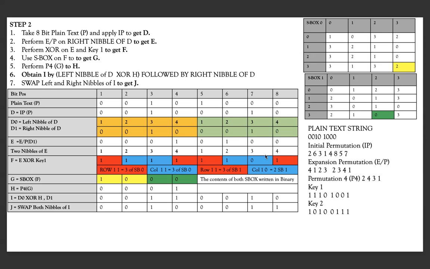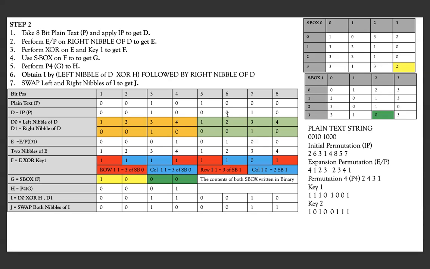Now, initial permutation sequence goes something like this. First, I need bit number 2. This is bit number 2, 0. Then I need bit number 6. This is bit number 6, again 0. Then I need bit number 3, which is 1. Then I need bit number 1, which is 0. Then I need bit number 4, which is also 0.